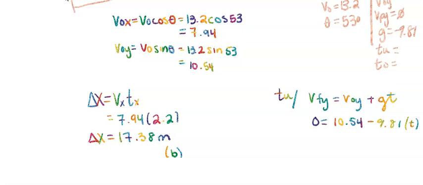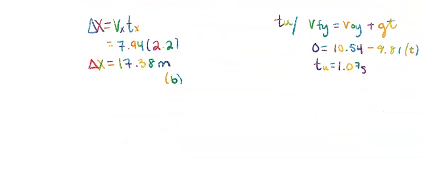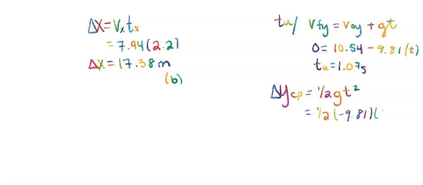So doing that division of 10.54 divided by 9.81 will get us a time up of 1.07 seconds. So that means our projectile goes up for 1.07, peaks, and then falls down a certain amount. So I'm just going to figure out what that height is. So delta y cliff to peak, which is going to be release point to highest point, is going to be 1/2 times gravity, which is negative 9.81, multiplied by the time that we just found.